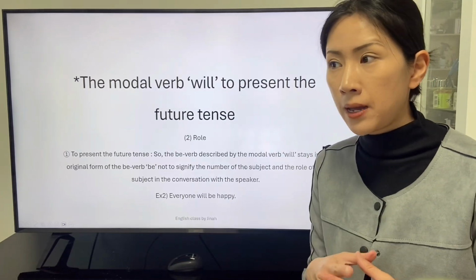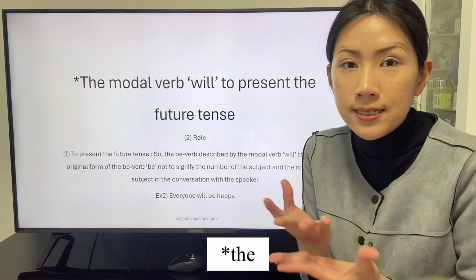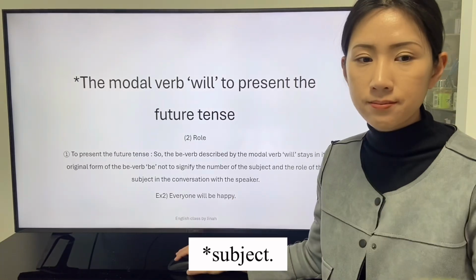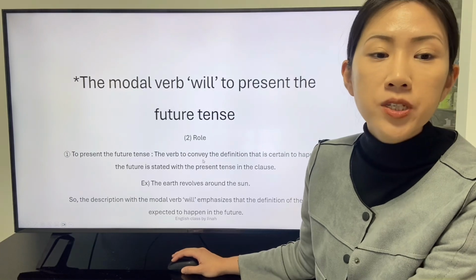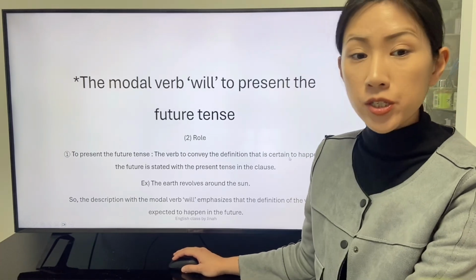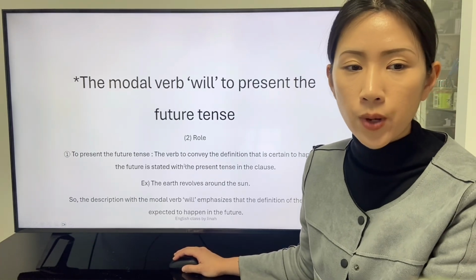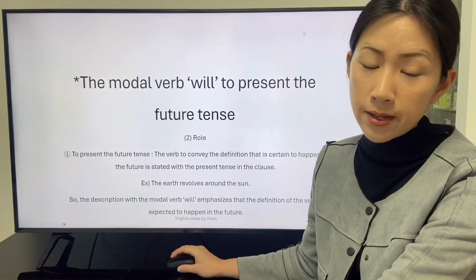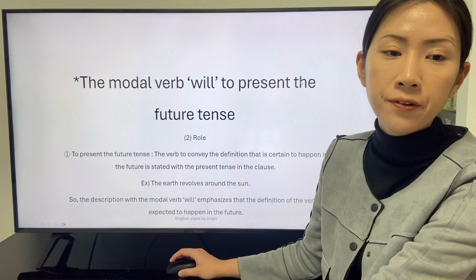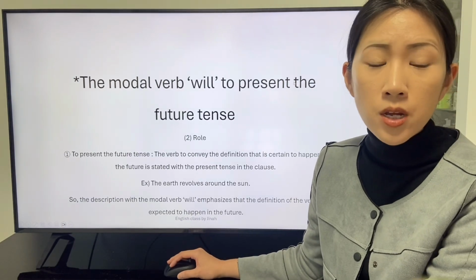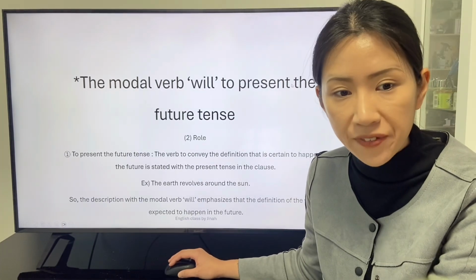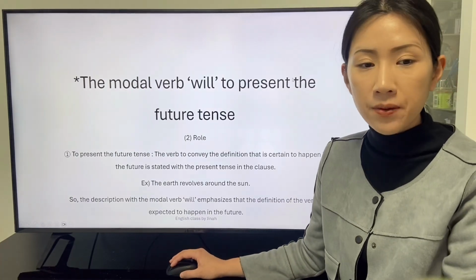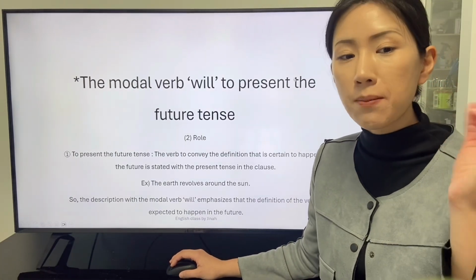This clause is about an expected future condition. The verb to convey the definition that is certain to happen in the future is stated with the present tense in the clause, like this exemplary clause: the earth revolves around the sun. So the description with the modal verb will emphasizes that the definition of the verb is expected to happen in the future.